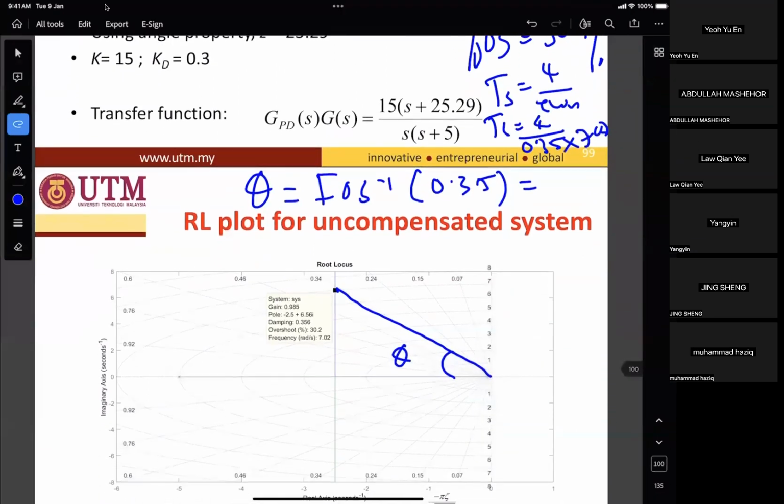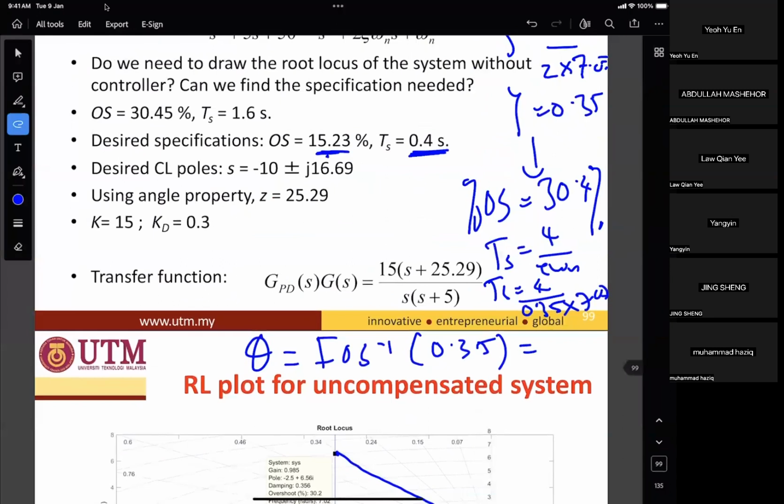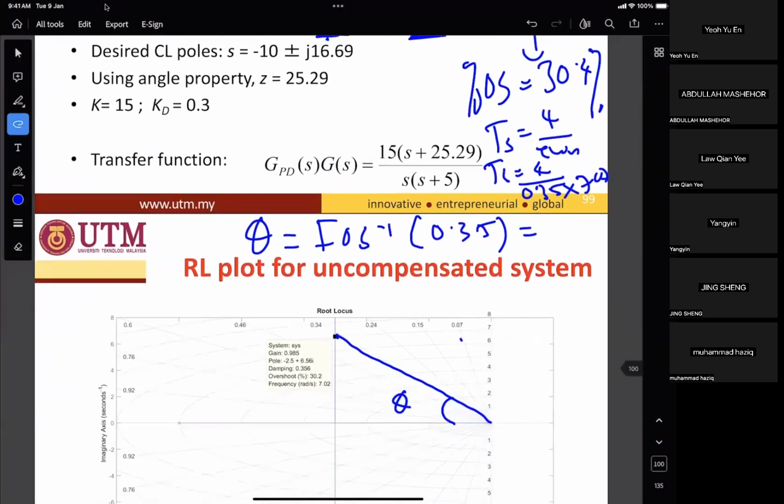Ada. O Yusheng. Betul tak? Tak ada. Ada. Tak ada. Ada. Angle berapa? 69.51. Okay. 0.51.